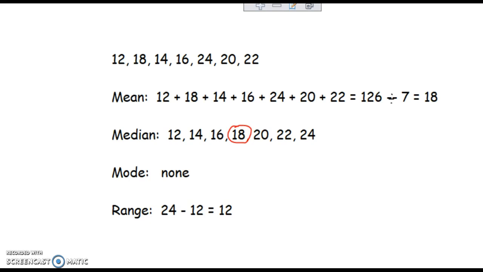And finally, the range. The range is found by taking the largest number minus the smallest number. The largest number is 24, so we take 24 minus the smaller number, 12, and 24 minus 12 is 12. So we have found the mean, median, mode, and range of this data.